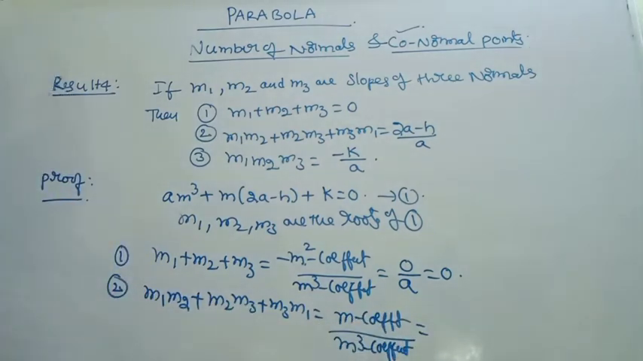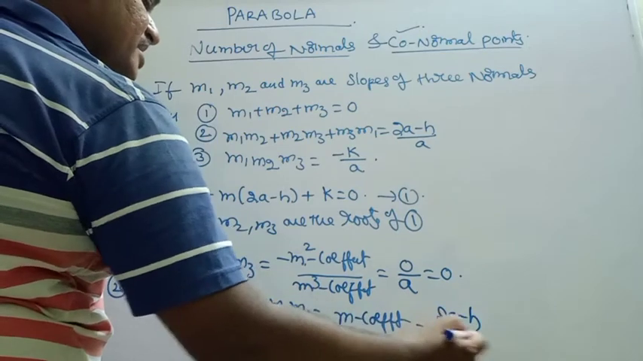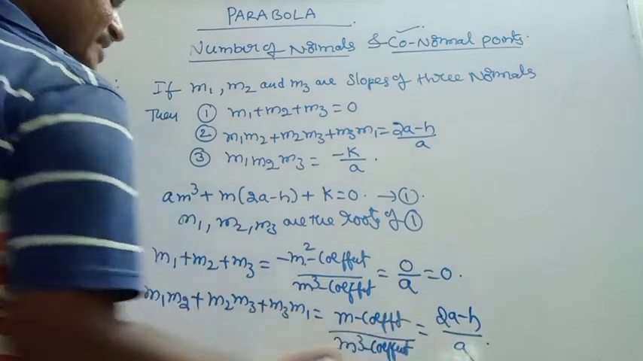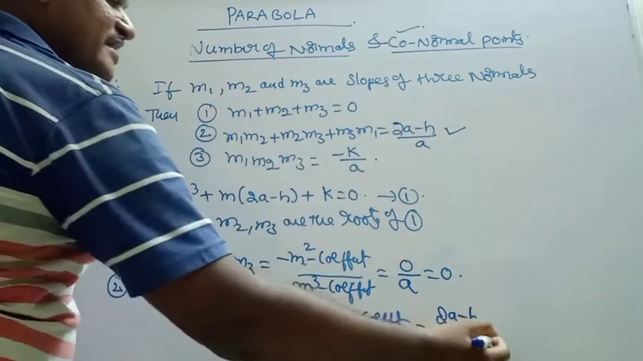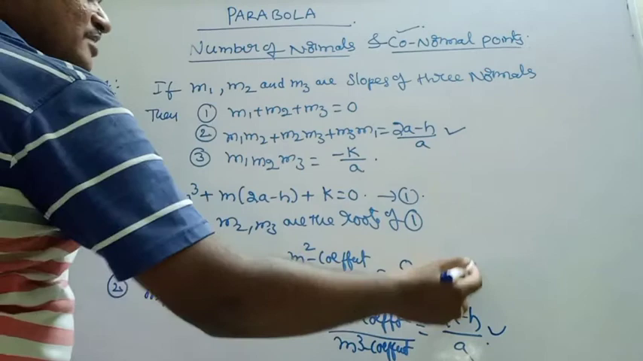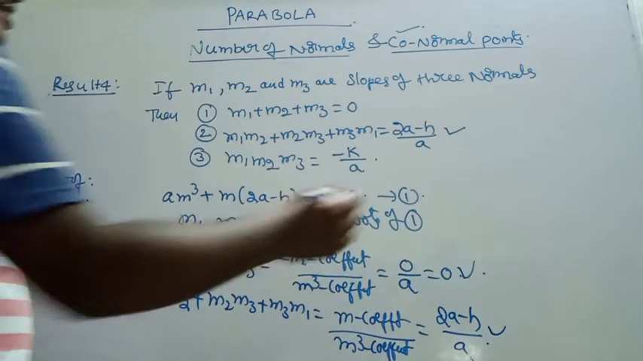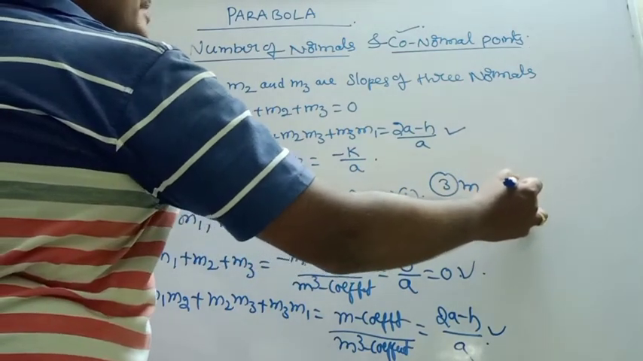The m coefficient is nothing but 2a minus h, divided by the m cube coefficient, which is a. Then we have got the second result. Beautifully, we have got the second result like this, and the first result we have also got very nicely. Wonderful. Now the third one is m1 into m2 into m3.